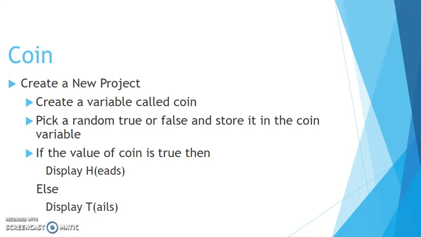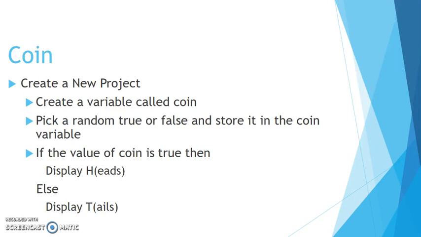So in this case, we're creating a new project. We're going to create a variable called coin, and we're going to pick a random value, true or false, and store it in that coin variable. And then we can check to see if the value of coin is true. We'll display a H for heads, otherwise we'll display a T for tails.